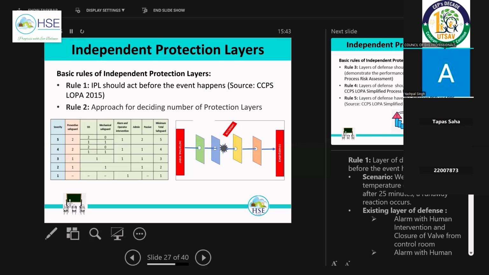Our main objective is to protect the environment, human beings and assets. In case of severity 1, 2, 3, it's a first aid case or hospitalization, so we can say it's recoverable. In case of severity 4 or 5, normally recoverability is not there, whether in the case of human beings, the environment or assets. That is why we are very careful in case of severity 4 and 5. Right. So the second rule is the approach for deciding the number of protection layers. That is a basic thing. You can refer to the reference standard available from the CCPS, and you can define your risk matrix.